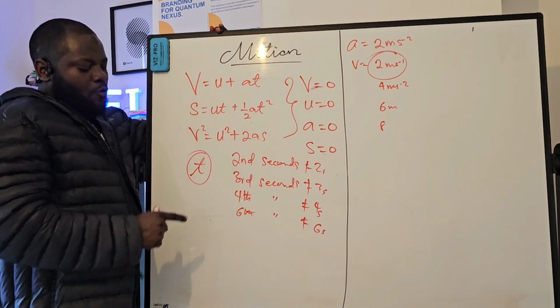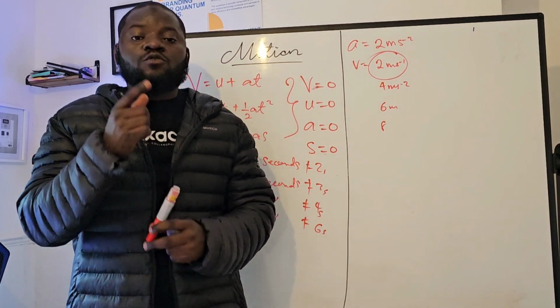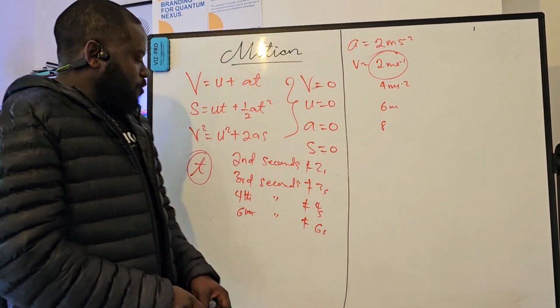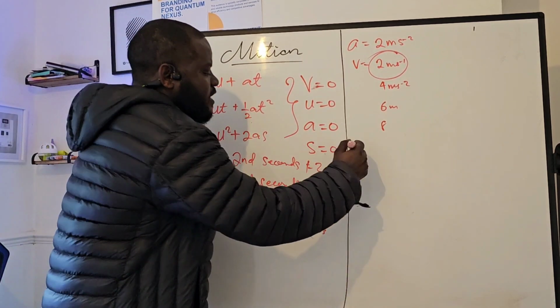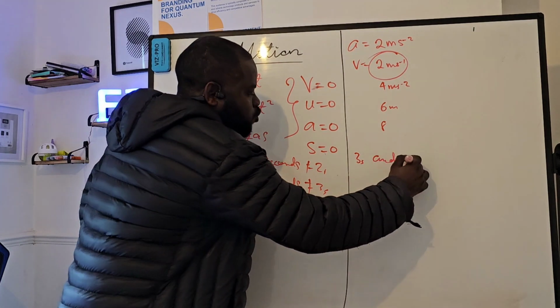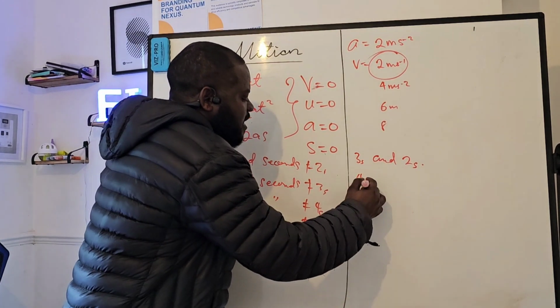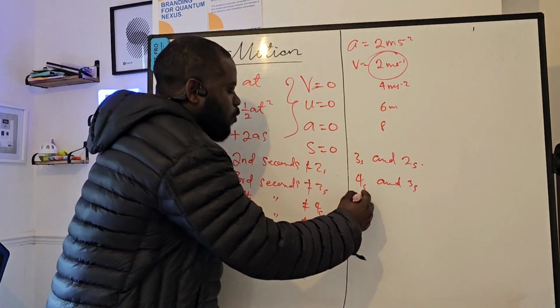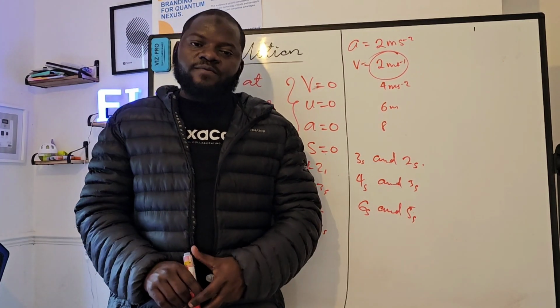Now, what does it mean whenever time is given in form of position? Whenever the examiner gives you time in form of position, what they are asking you is what happened in the last 1 second. For example, if the examiner says in the third second, what it means is what happened between 3 seconds and 2 seconds. If they say in the fourth second, what happened between 4 seconds and 3 seconds. If they say sixth second, what happened between 6 seconds and 5 seconds. I hope you understand that.